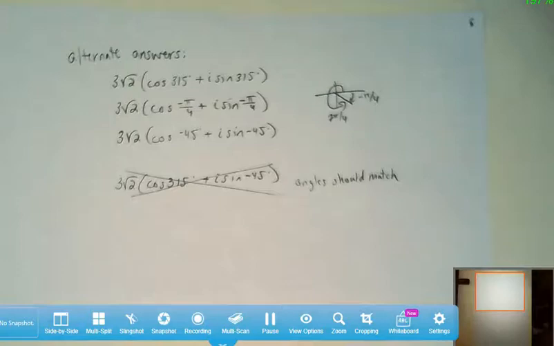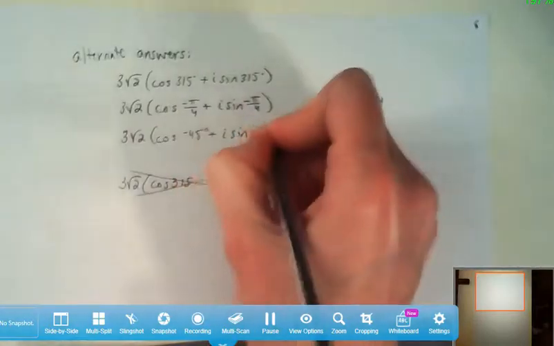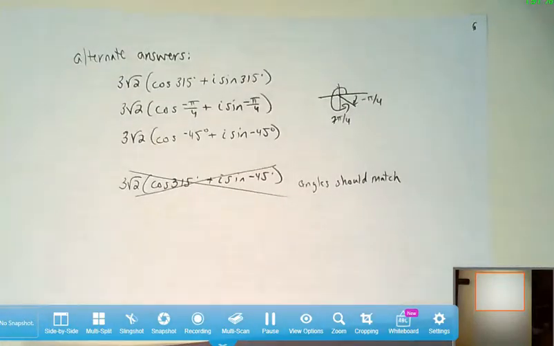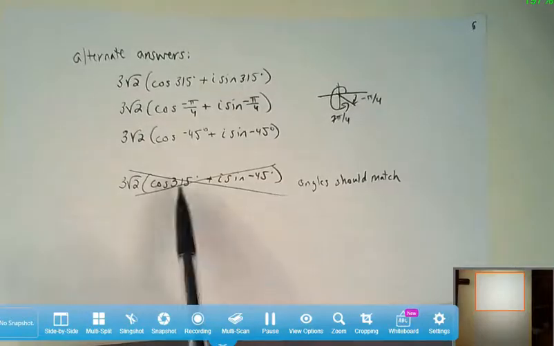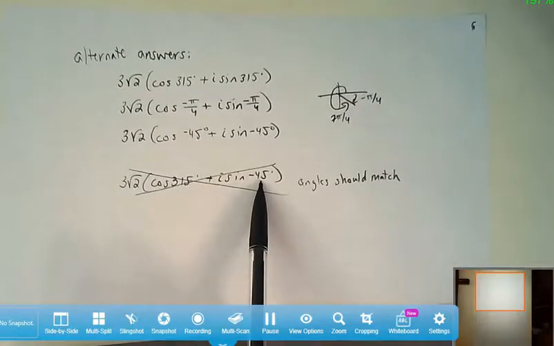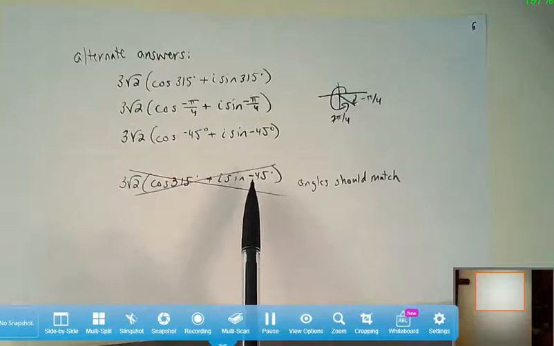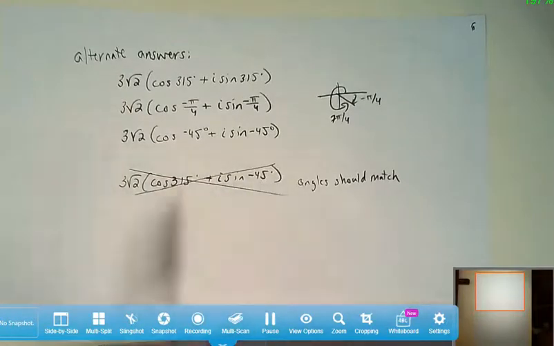And you could even do negative 45 degrees. Anything that's coterminal, degrees or radians, will work, but you should make the angles match within the answer. We do not typically do two different angle measures within that final answer. If you have two different angles here, that's technically not trig form.